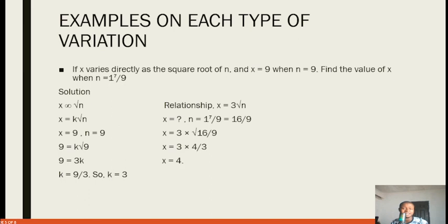So you can see that it's easy to relate with, but one thing about variation questions is that you must be able to read the question, understand the question, and interpret the question very well, and you substitute any value that you are given. So let's check the next example that we have.